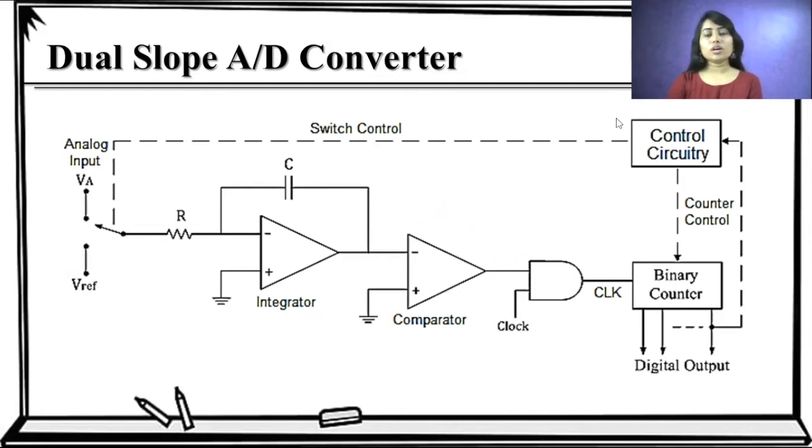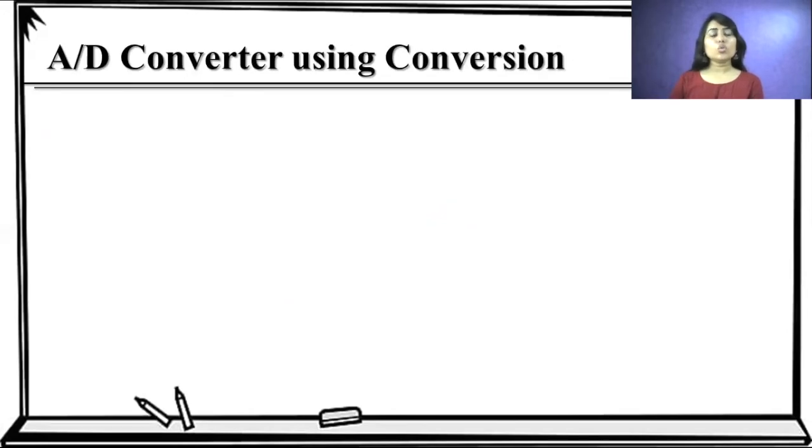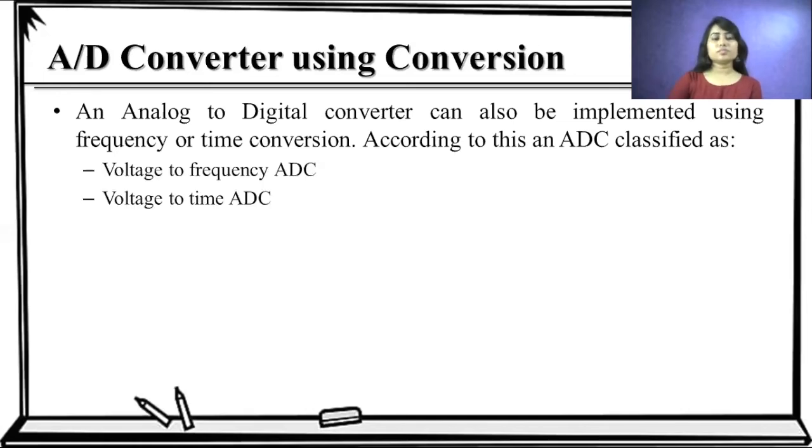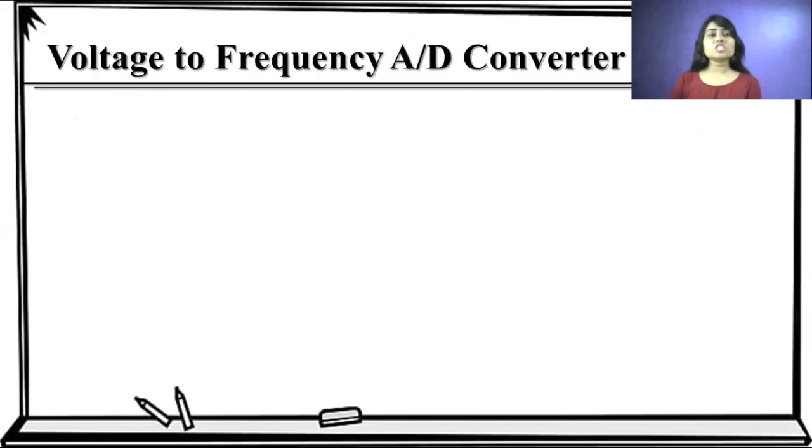Now we have another type of analog to digital converter also. An analog to digital converter can also be implemented using frequency or time conversion. According to this, analog to digital converters can be classified as voltage to frequency analog to digital converter or voltage to time analog to digital converter. We have two types of conversion method: voltage to frequency, voltage to time. So let's discuss these types of analog to digital converter. We have first the voltage to frequency analog to digital converter.